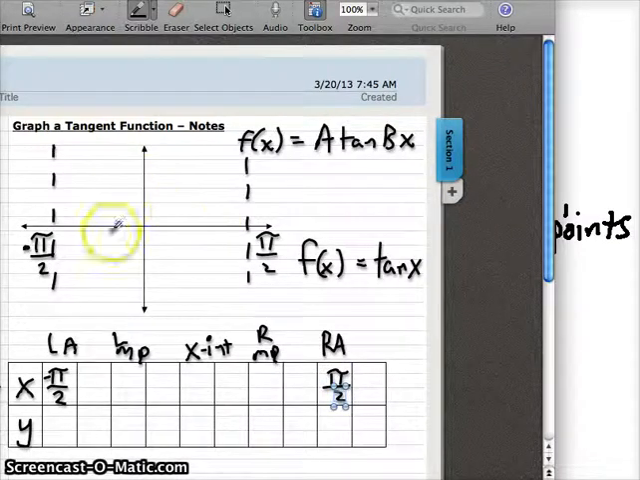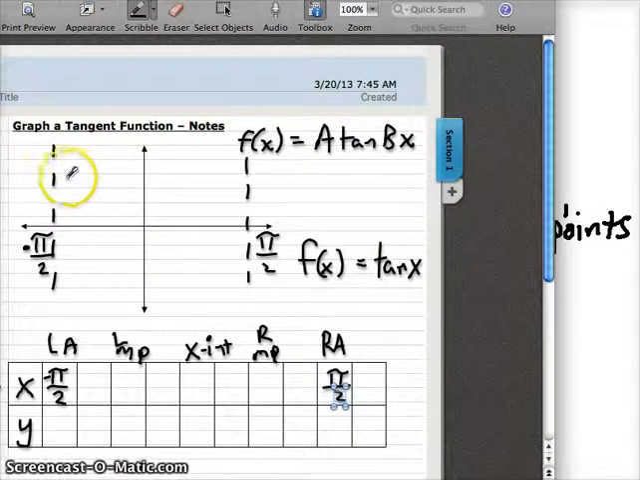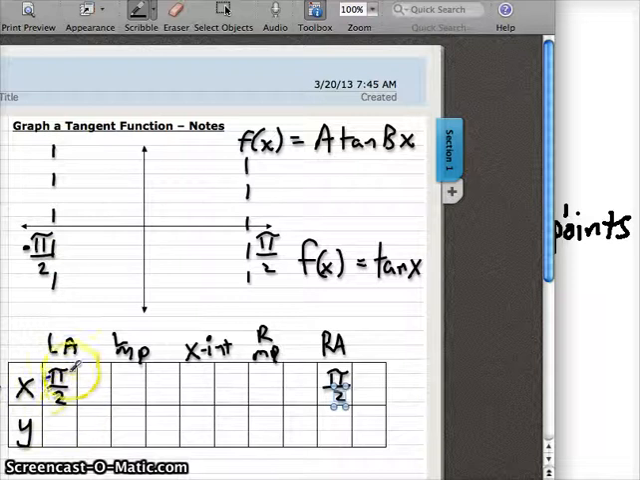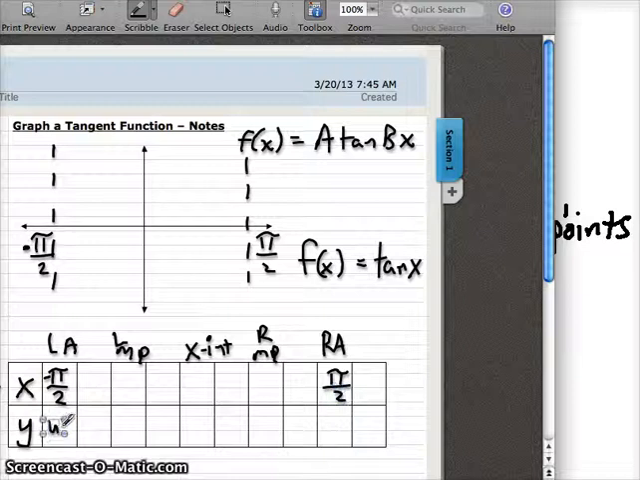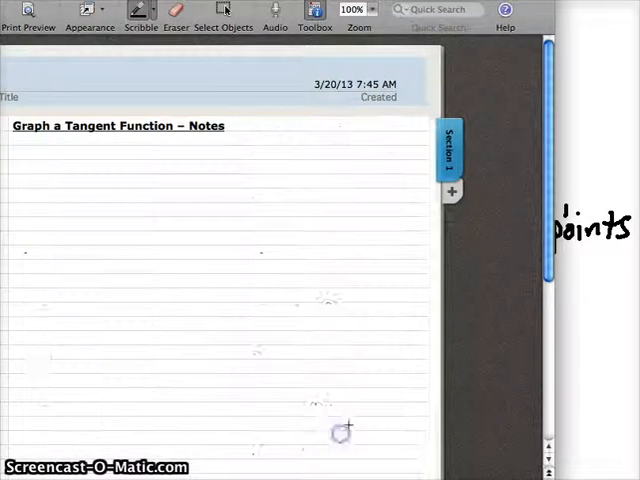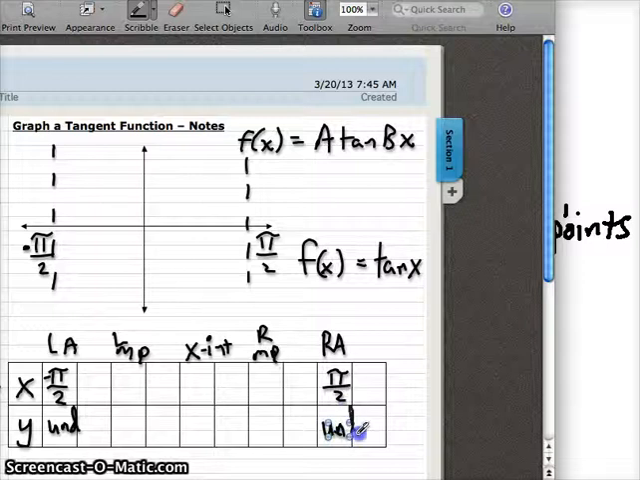And if we want to talk about the outputs, the possible y value, given that input, it's going to be undefined because our graph will never touch this line. So I can't ever have an input equal to this, but I can have everything close to it that approaches it. So our y values, our outputs, are going to be undefined at those asymptote locations.